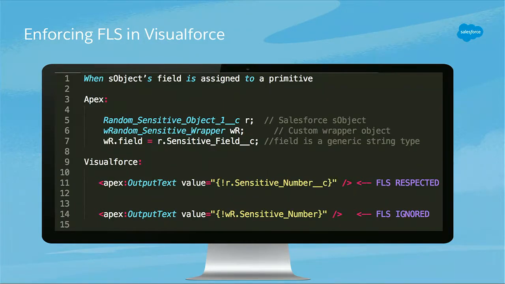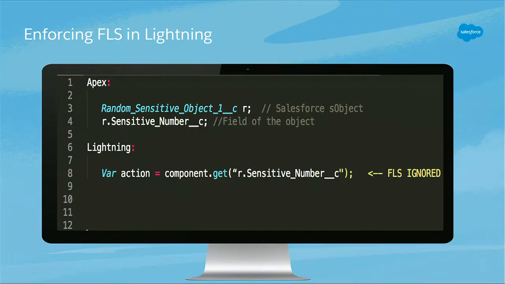Visualforce, same concept. If you keep it inside your sObject notation, all gravy. It can enforce it for you. However, if I take that value out and put it inside my own variable, the system doesn't know what you're referencing. This value could be a raw string. It could be an array. It could be another object. So it will just ignore FLS controls, and you'll have to do your check inside the Apex controller. Same goes for Lightning. Lightning is a JavaScript framework on the client side, so it has no concept of what object you're calling. So in this case, you're going to need to do the access control inside your Apex controller.